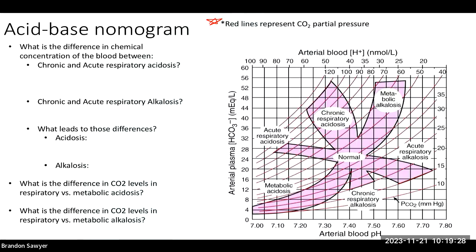Staying in that pink or purple part, whatever you call that, you can see where metabolic alkalosis is, chronic respiratory acidosis. You can see all the different ones. You can see normal right in the middle.